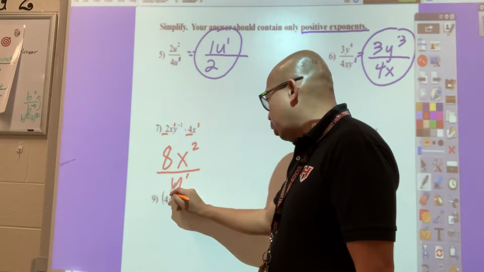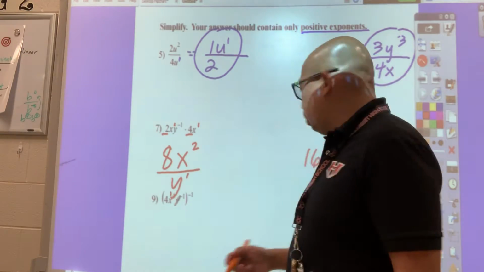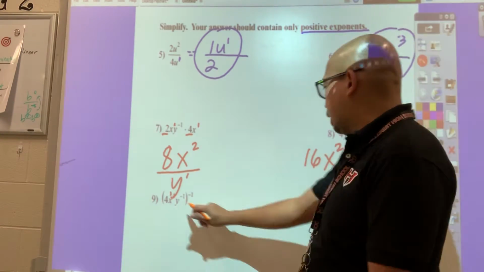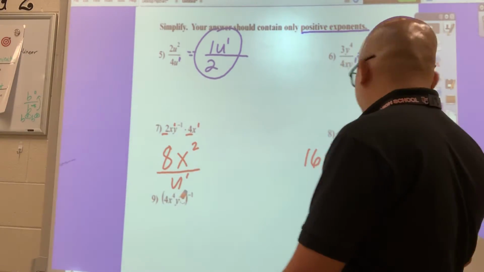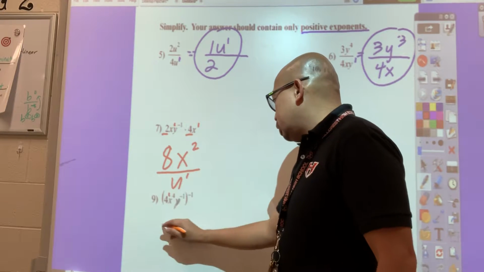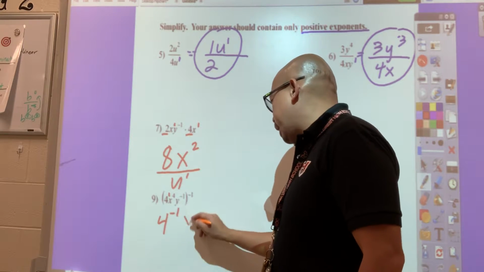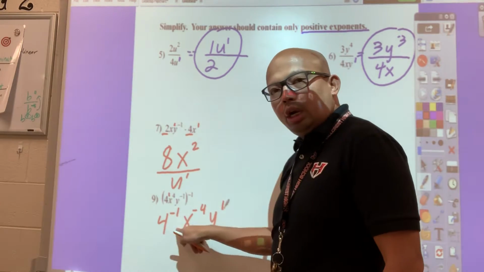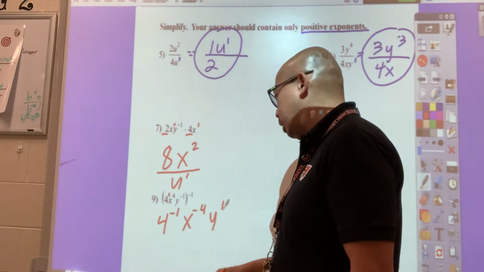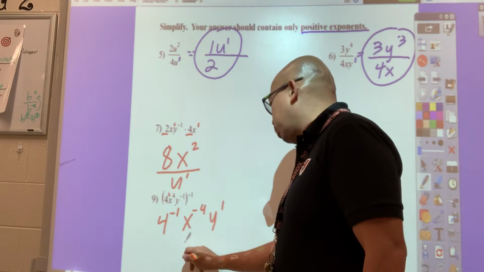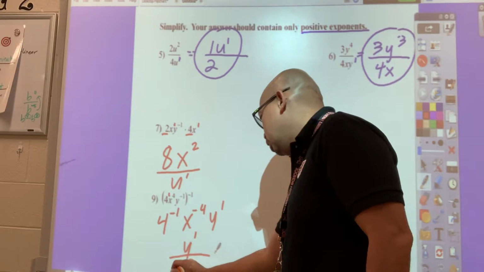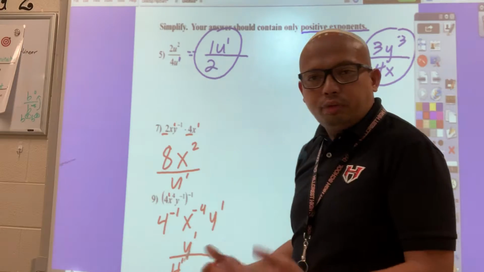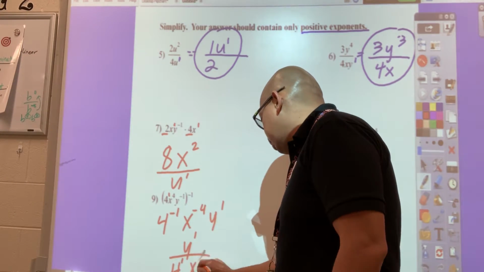Here, don't forget that there's a 1 here. There are multiple ways of answering this one, but we'll stick to whatever we know. We know that we will distribute the negative 1, so that gives you 4 to the negative 1, x to the negative 4, y to the positive 1. And this 4 and x here will go down because both of them have negative exponents. The y to the 1 will remain up on the numerator side, so 4 to the positive 1, or you can just leave it 4, and then x to the positive 4. It doesn't matter.